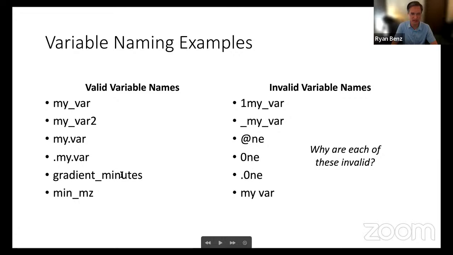If we talk about descriptive names, these are probably some good names for variables. This is a little bit of a long variable name. Maybe you would want to abbreviate minutes to min, but gradient min is a good example of a variable. It tells you what kind of data we will be storing in that variable, or minimum mz. That's another good one. These are some invalid variable names here. We won't go through those. Maybe if you wanted to practice, after the course you could try to understand why these are invalid variable names.